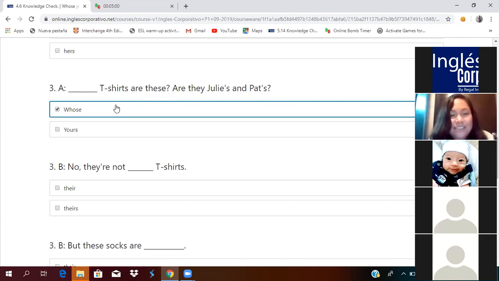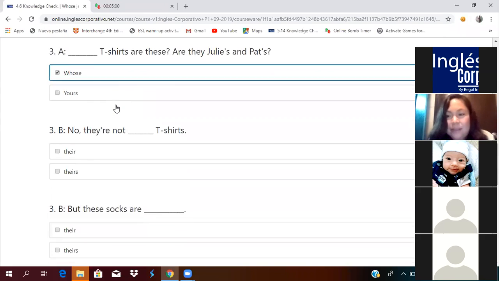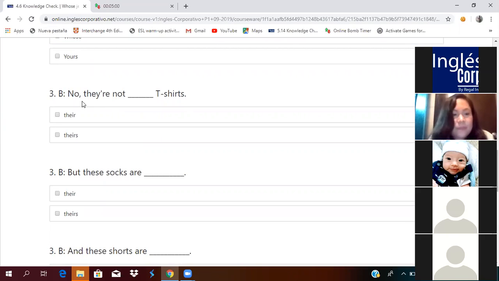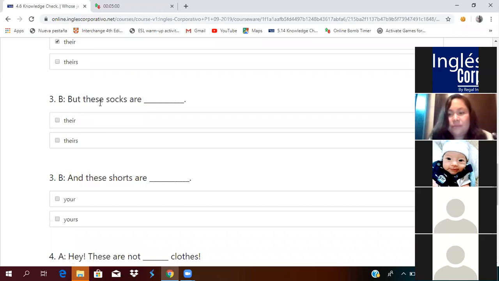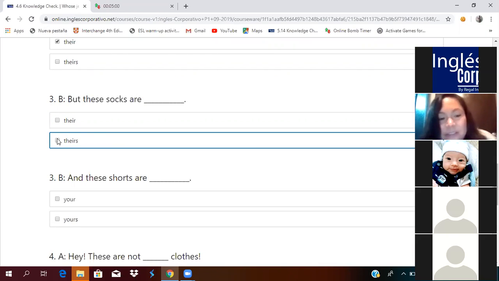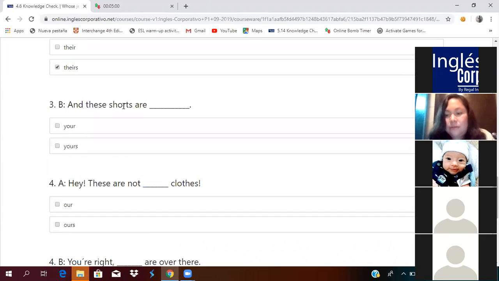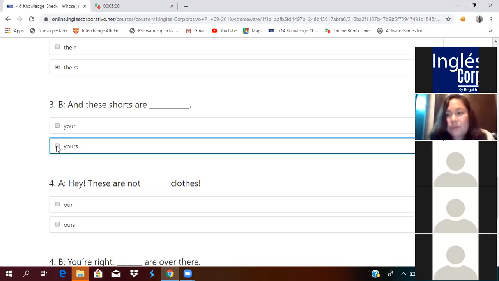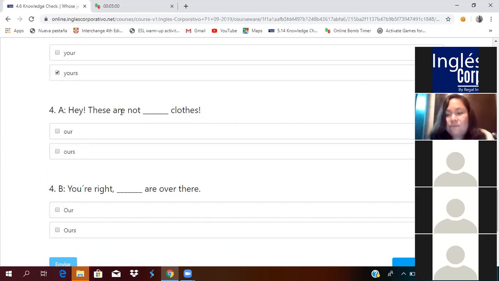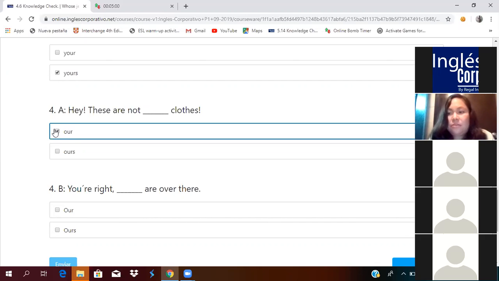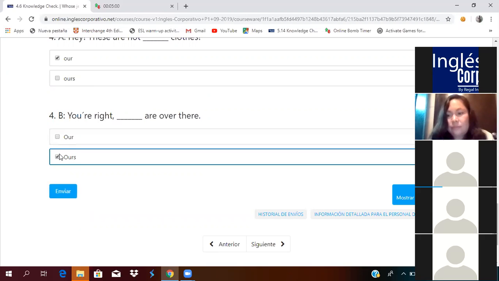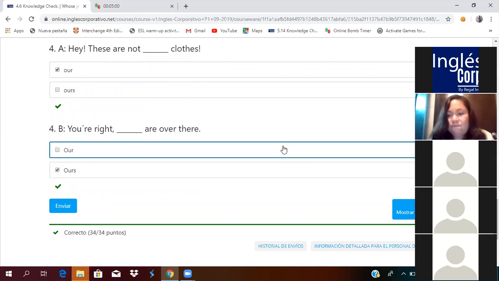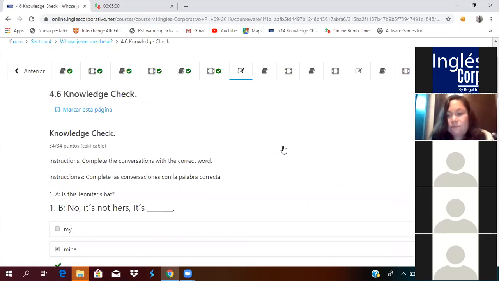Whose t-shirts are these? Are they Julie's and Pat's? No, they are not. They're t-shirts. But these socks are theirs. And these shorts are yours. Hey, these are not our clothes. You're right. Ours are over there. Excellent work. Good job. Any questions on this activity?